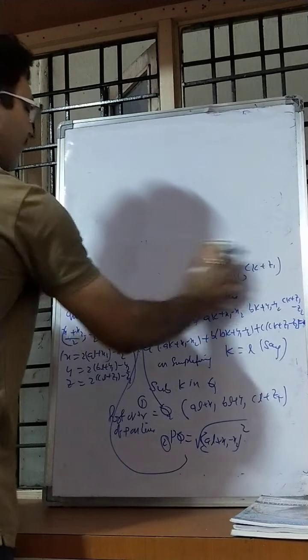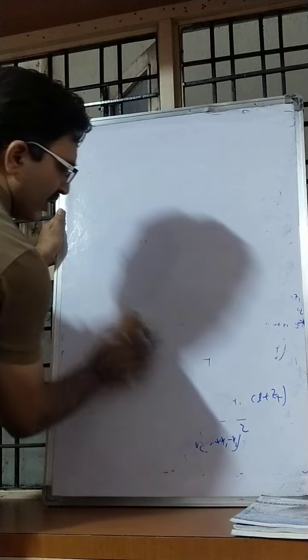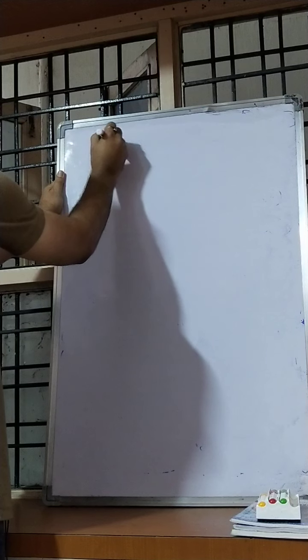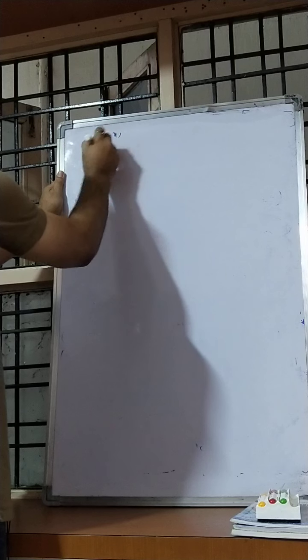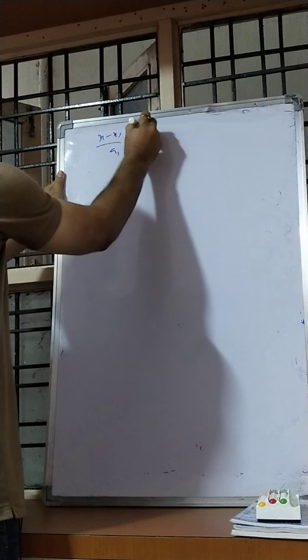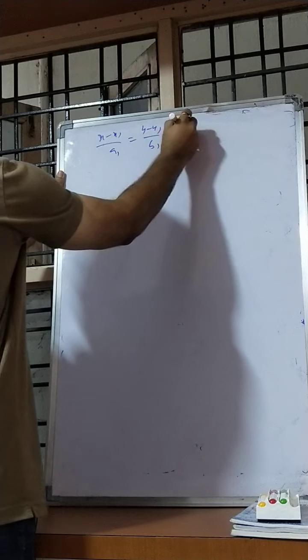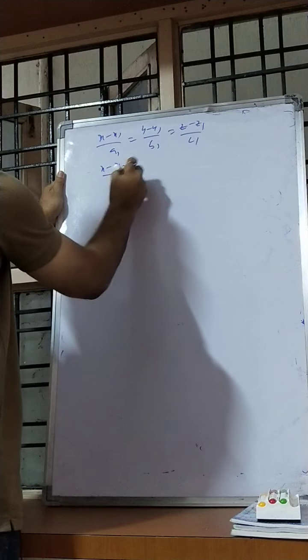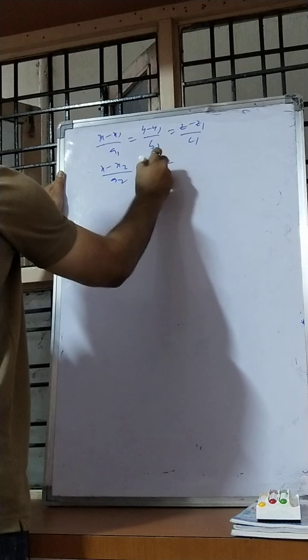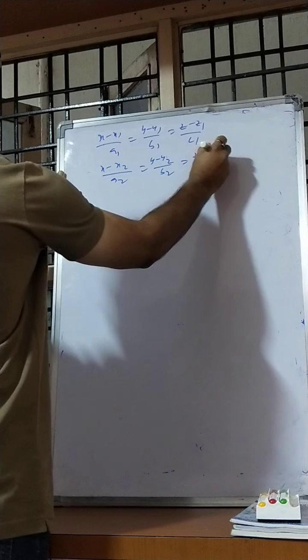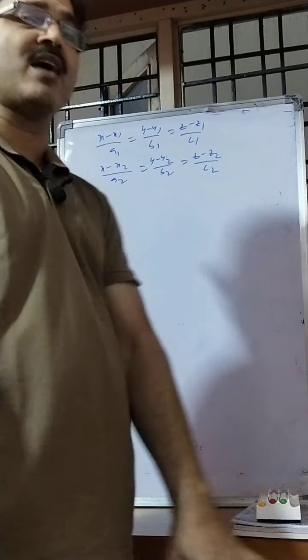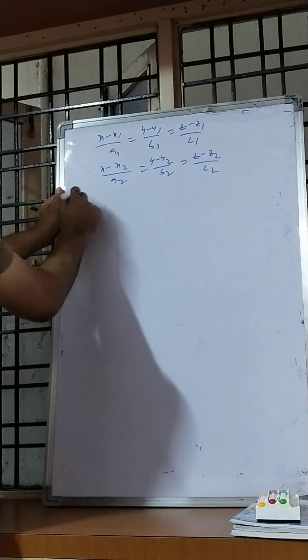Suppose two lines are given. What are the two lines? (x minus x1) by A1, (y minus y1) by B1, (z minus z1) by C1, one line; (x minus x2) by A2, (y minus y2) by B2, (z minus z2) by C2. Two lines are given. How many questions can they ask on this? So these are the questions.